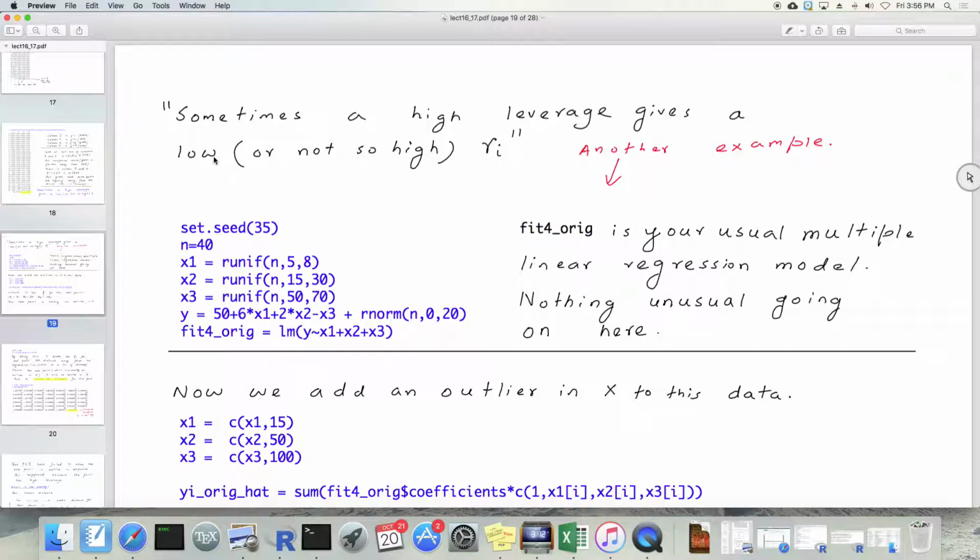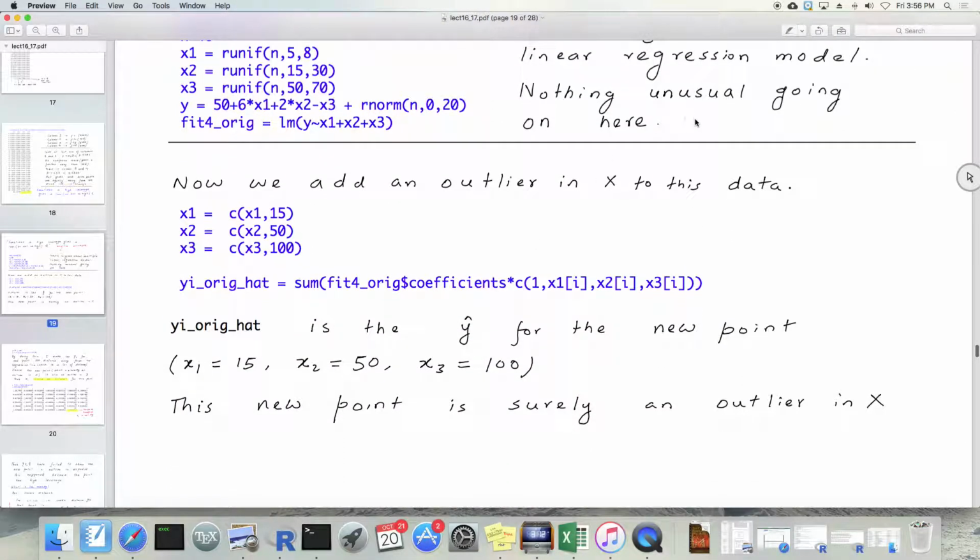Here comes an example. So we have x1, x2, x3, three variables, like p equal to 3, and we have the usual regression line: Y equals some linear function plus some normal error. And then we fit the regression in R as fit4_original equals lm(y ~ x1 + x2 + x3). Usual business. So there is nothing wrong with fit4_original.